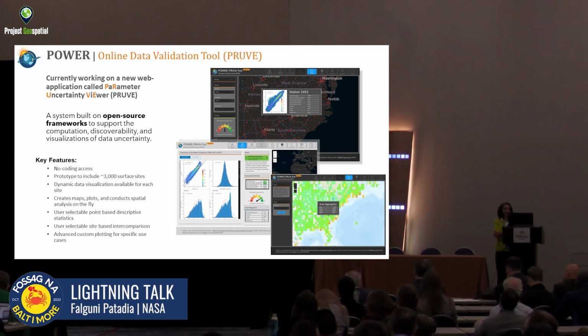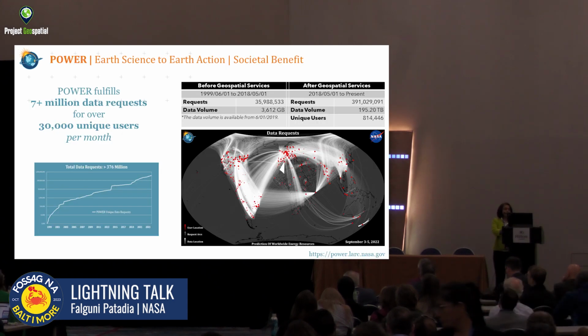Lastly, we are working on a tool to give more power to the end users in terms of validating the data themselves, to look at what the uncertainty is in the context of the decision they're making. So by adopting all these technologies, what we have identified is that when we modernized, in the last 5 years, the data uptake has grown by 10-fold. And we've got about 7 million requests coming in per month.